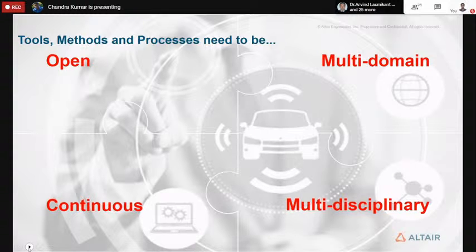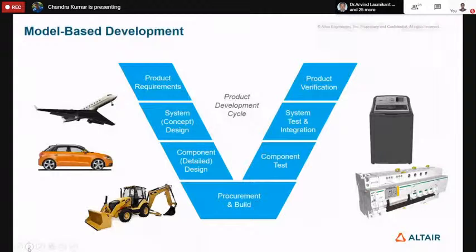How are we helpful in terms of model-based development? Altair also has a suite of model-based design solutions. If you look at the V curve, as most of you know, in terms of the product development cycle, it goes from the requirement phase, concept phase, detail phase, and then the procurement, building, or detailed design and simulation. The right-hand side is individual component testing, system integration, and verification and validation of your products.